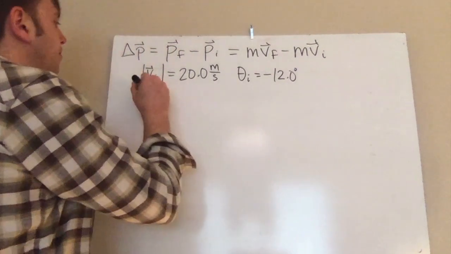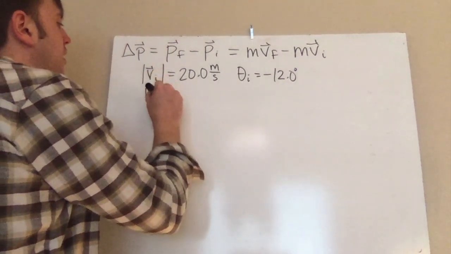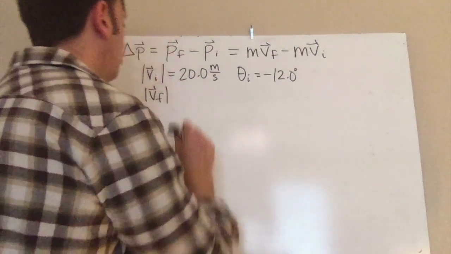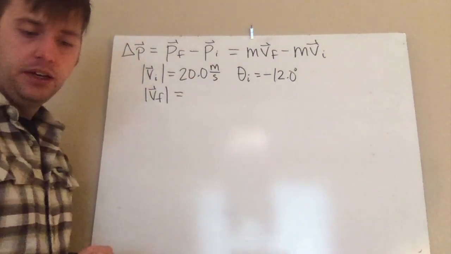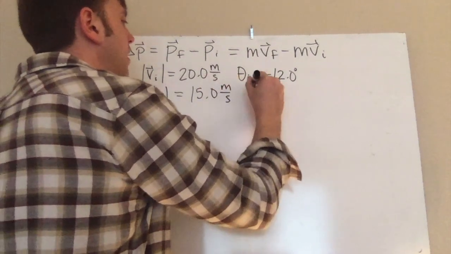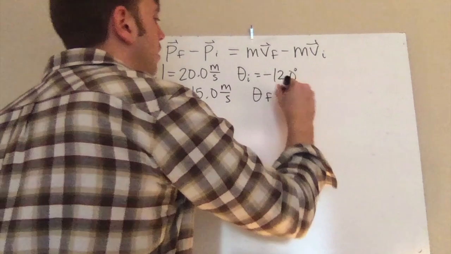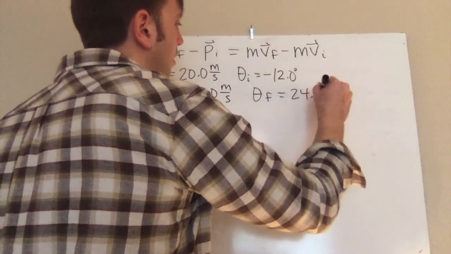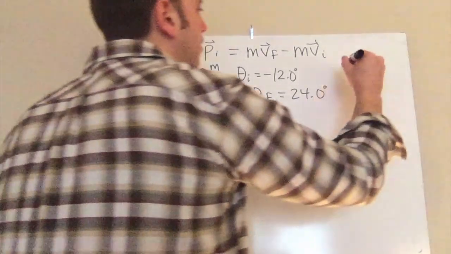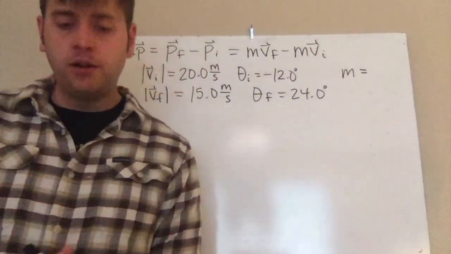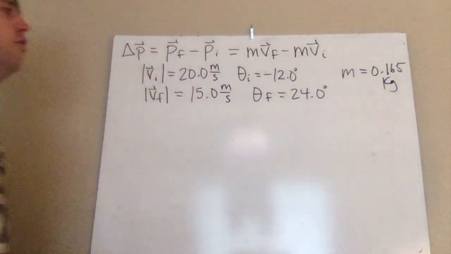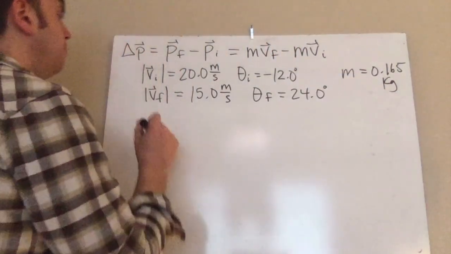For v final, that's the velocity after the rock skips off the water. That's going up like this into the first quadrant. The magnitude, or the speed, in this case was 15 meters per second. And then the angle, well, that was 24 degrees, positive. Okay, so that really spells out all the information we have. And then I guess I could put the mass that we were given. The mass of this thing was 0.165 kilograms. Okay. So now we're ready to calculate delta P as a vector.